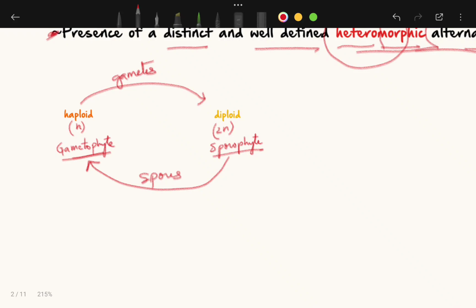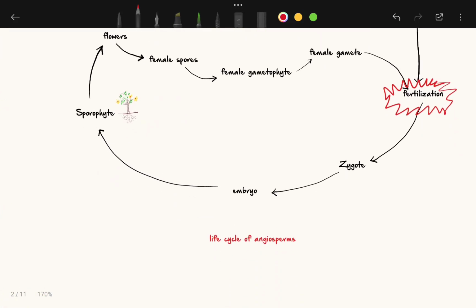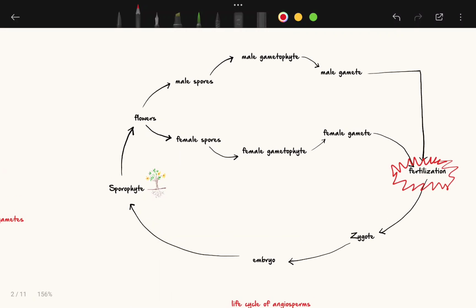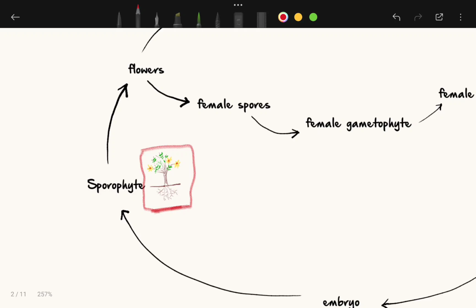This might sound somewhat confusing or complicated, but I will take an example of higher plants, which will be somewhat easier for us to understand. So this is the life cycle of angiosperm. The plant that you see here is the sporophyte. The sporophyte plant body includes the roots, the stem, flowers, leaves, everything.